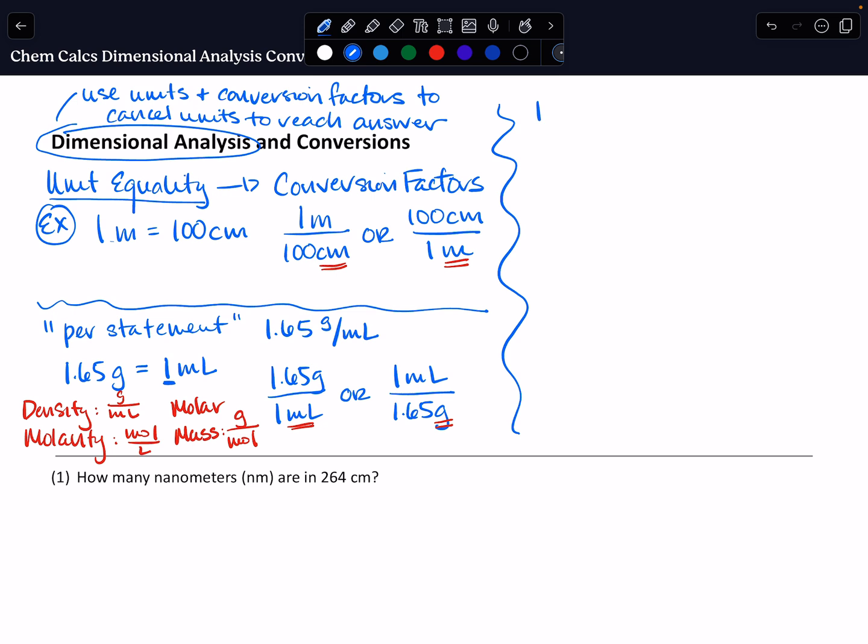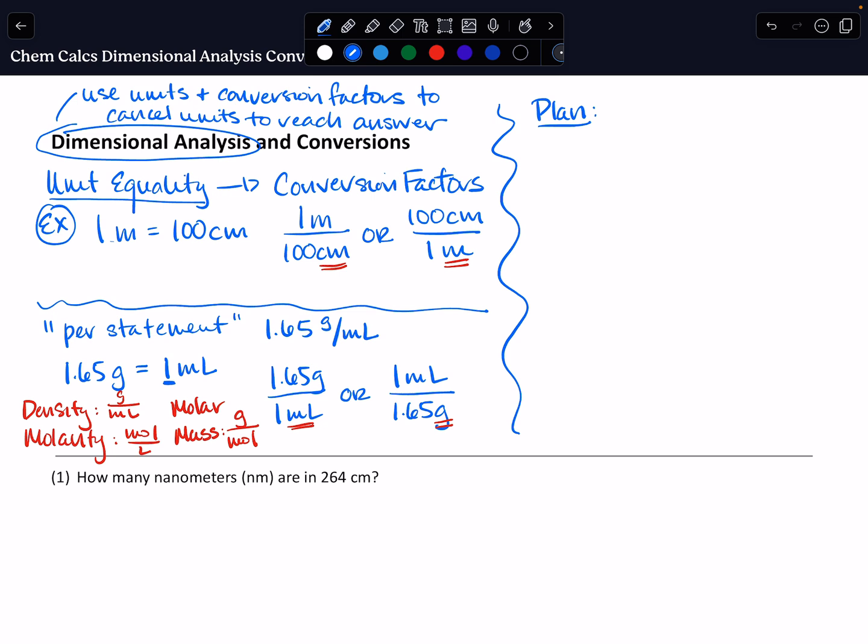So let's talk a little bit about the plan. This is something I like to teach my students. It's not a required piece of problem solving. It's just for me a way to organize my thoughts as I'm trying to plan what I'm going to do to solve a dimensional analysis problem.